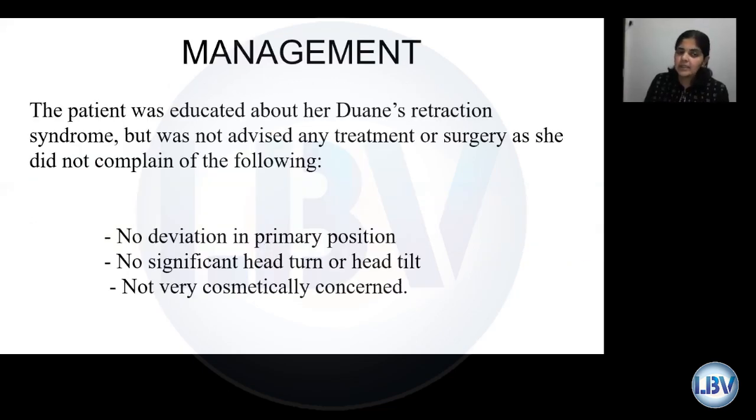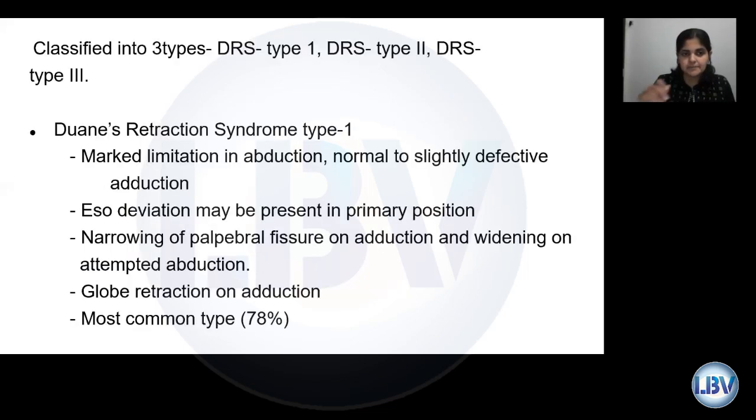So in this particular case, the management or the basic idea was to educate the kid, the patient and the parents about Duane's retraction syndrome. There was no treatment advised because the kid as such did not have any deviation in the primary position. There was a little bit of head tilt, but it was not significant enough, and it was not cosmetically or in any way bothering the child. So that is why there was no treatment or surgery advised for this particular kid.